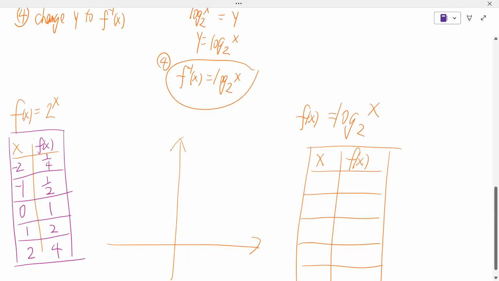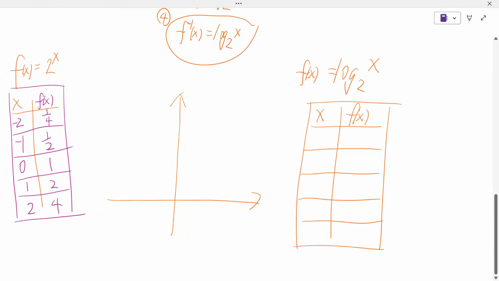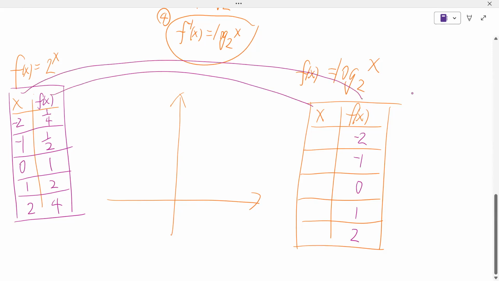Now if you swap x and y, because they are inverse, that means now x becomes y. All these x values become y values. X becomes y, and y becomes x. So now this is a quarter, half, 1, 2, 4.